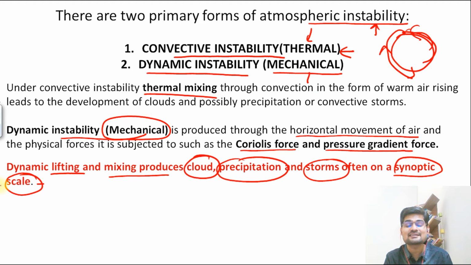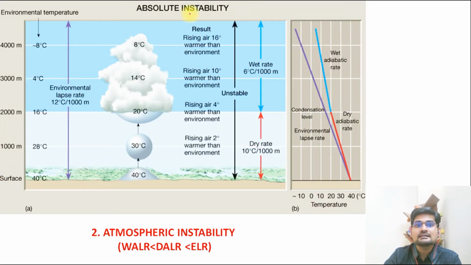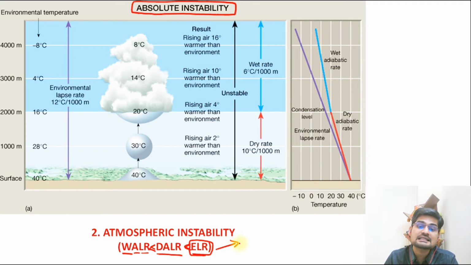So convective instability is the major part of atmospheric instability that we are talking about here, that is the thermal instability. Now let's understand the case of absolute instability. When does absolute instability happen? A simple way to understand it is when the wet adiabatic lapse rate is smaller than the dry adiabatic lapse rate, which is smaller than the ELR, the environmental lapse rate. It means the ELR is the greatest. When the environmental lapse rate, that we call the normal lapse rate, goes very high, then what happens?